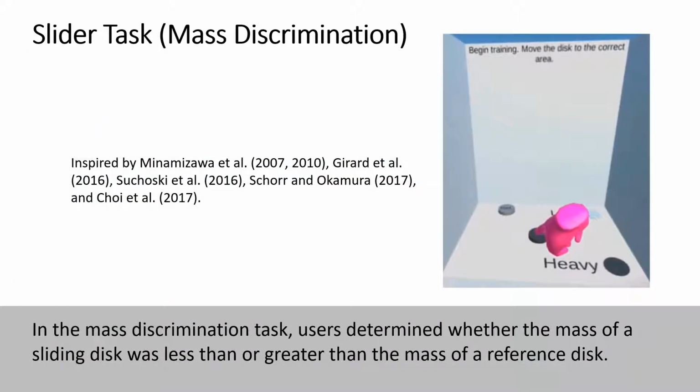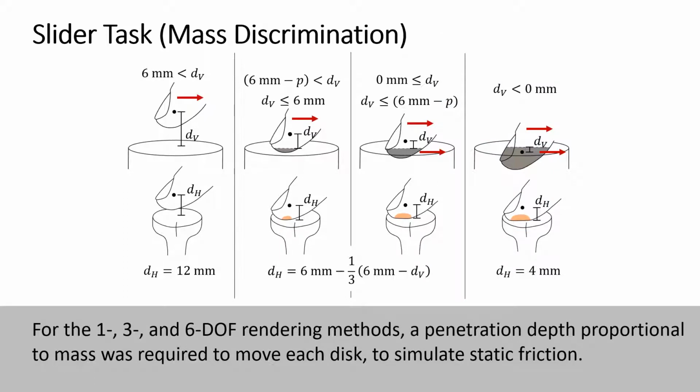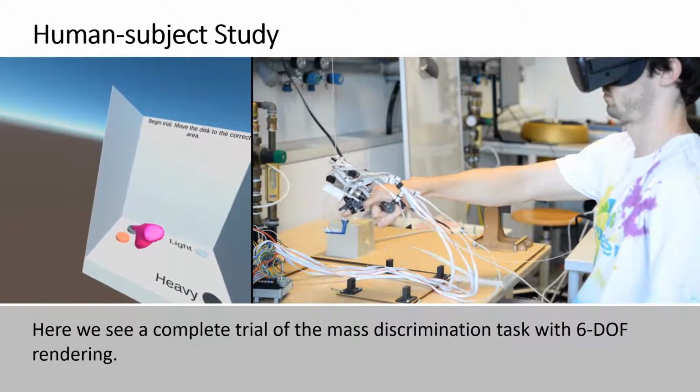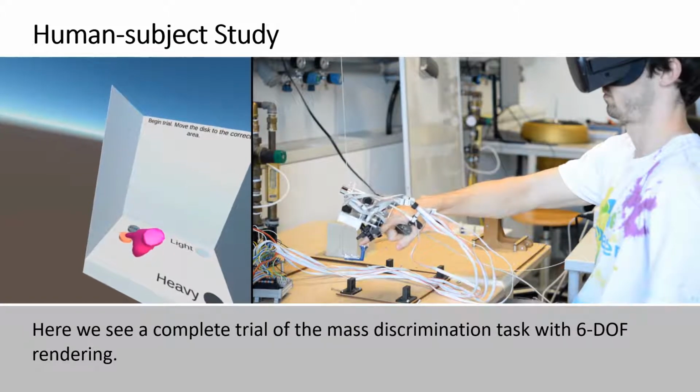In the mass discrimination task, users determined whether the mass of a sliding disc was less than or greater than the mass of a reference disc. For the 1, 3, and 6-DoF rendering methods, a penetration depth proportional to mass was required to move each disc, to simulate static friction. The 6-DoF rendering method also included haptic shear that was proportional to both the acceleration and the mass of the disc, to simulate the applied tangential force. Here we see a complete trial of the mass discrimination task with 6-DoF rendering.